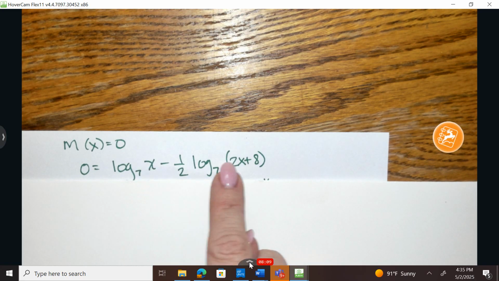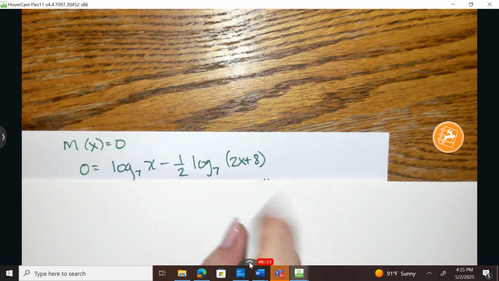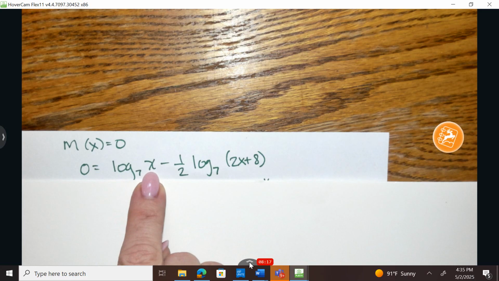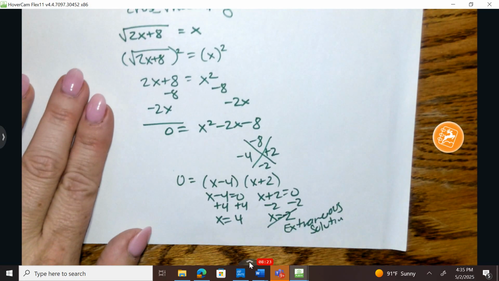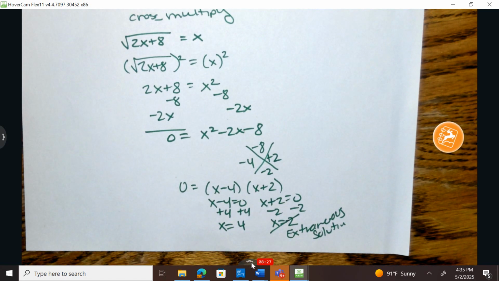If I plug in 4, it's positive. 2 times 4 is 8. 8 plus 8 is 16, still positive. So 4 works. 4 is the solution. Negative 2 algebraically worked out, but when I plug it in, negative 2 cannot be the value directly behind the base. So that makes negative 2 an extraneous solution. It's important that you note that it's extraneous. So we have one answer then of x equals 4.